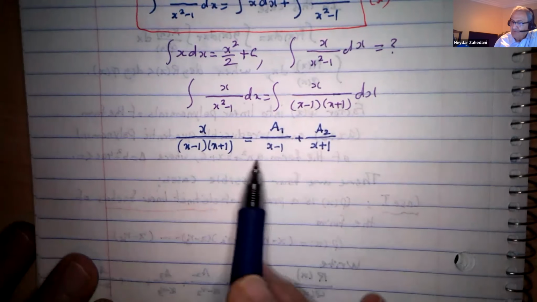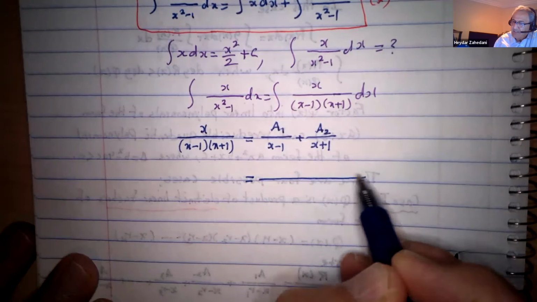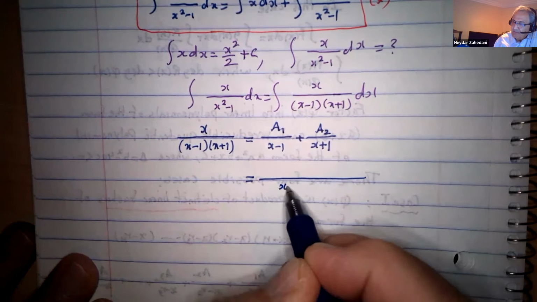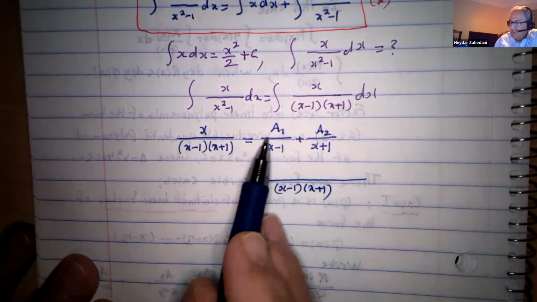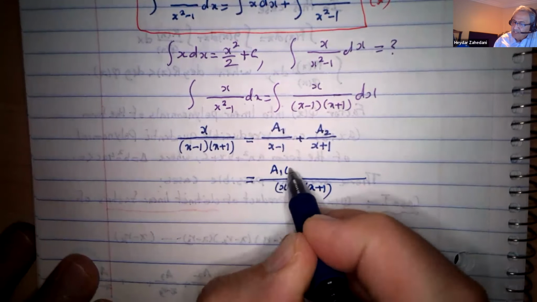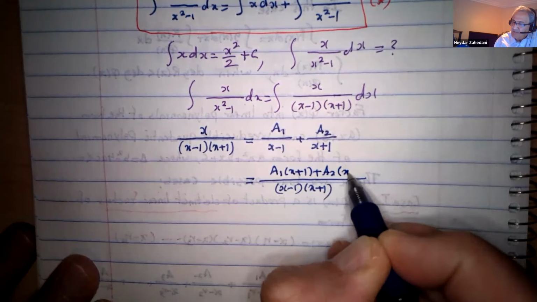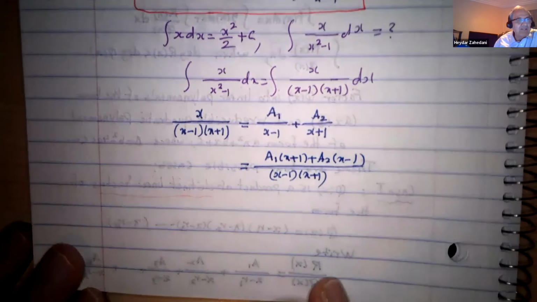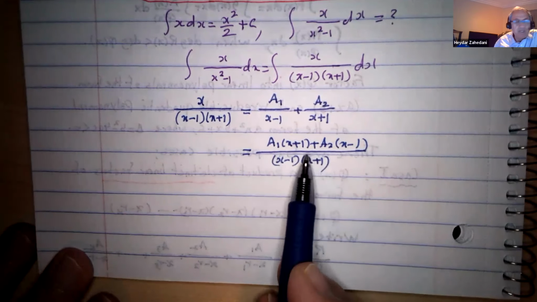So you are going to put them together and find the common denominator. The common denominator will be x minus 1 times x plus 1. And over here is a kind of cross multiplication: it's going to be A1 times x plus 1 plus A2 times x minus 1. It's like when you add two fractions. Now you have to find A1 and A2.